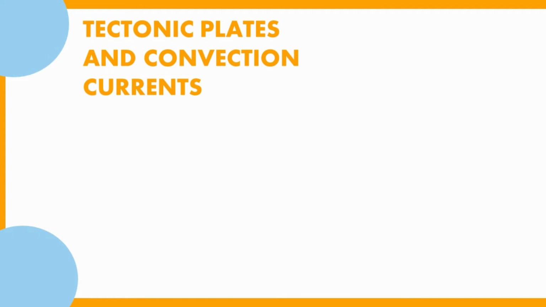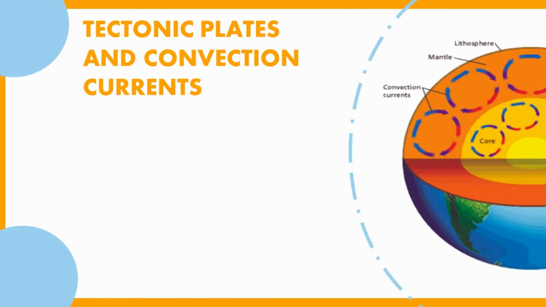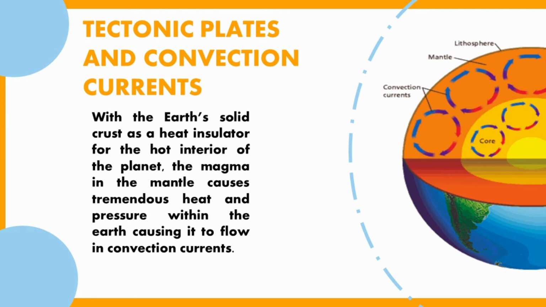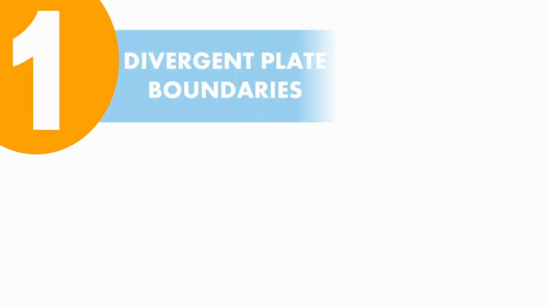Geologists have hypothesized that the movement of tectonic plates is related to convection currents in the Earth's mantle, which is driven by the radioactive decay in the core. With the Earth's solid crust as a heat insulator for the hot interior of the planet, the magma in the mantle causes tremendous heat and pressure within the Earth, causing it to flow in convection currents. These currents result in the movement of the tectonic plates that make up the Earth's crust.